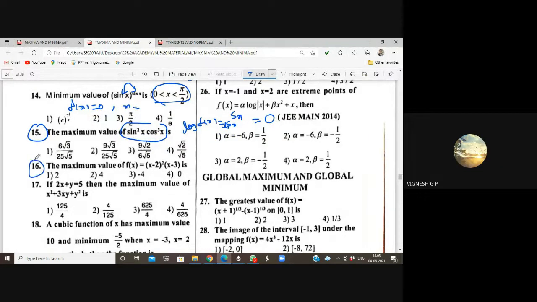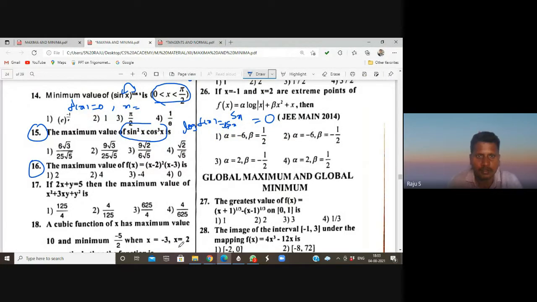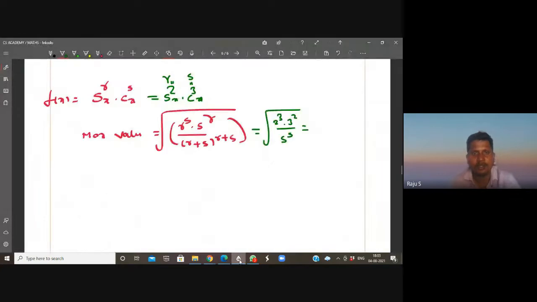Sir, please explain this again, sir. This one, yeah. Whenever the function is in the form of sin x whole power r cos x whole power s, then the maximum value is given by square root of r power s into s power r by r plus s, whole power r plus s. This will be the maximum value directly. You have to remember this.